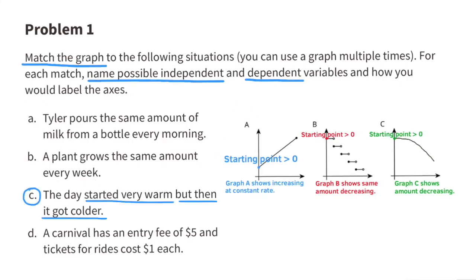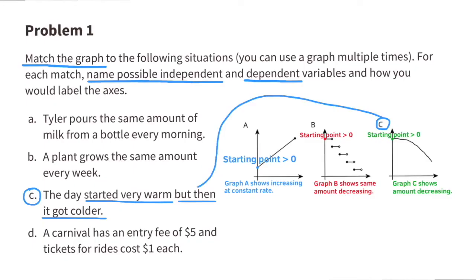C. The day started very warm, but then it got colder. This matches with graph C. As you can see, graph C starts with a very warm temperature. The temperature decreases as the time of day increases.